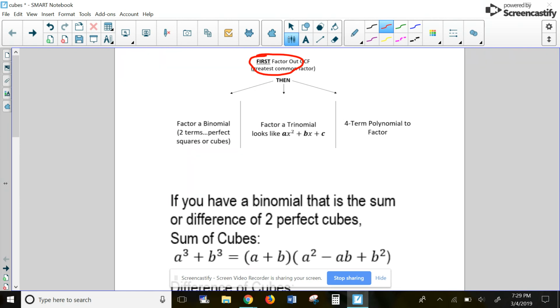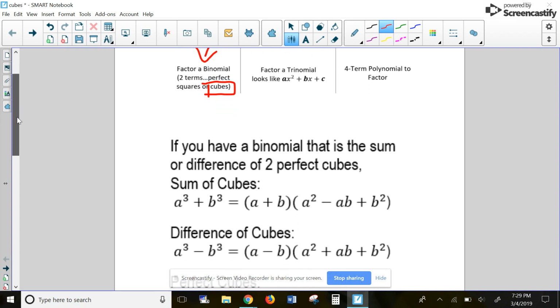After that, we select whether or not we want to go to a trinomial or a 4-term polynomial or a 2-term binomial. So yesterday we did binomials. So we're going to focus on this column. So we did the perfect squares yesterday, but we did not do the perfect cubes. So we're going to go all the way down to the bottom of our left column and learn how to factor the difference or sum of two perfect cubes. So let's take a look.